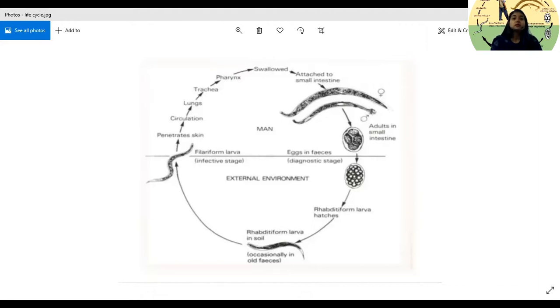The larvae settle down in the small intestine, and with the help of the buccal capsule attach to the intestinal mucosa and grow into adult worms. In about a month, they are sexually mature and eggs are laid by the female. The eggs are passed in stool and then the cycle is repeated.